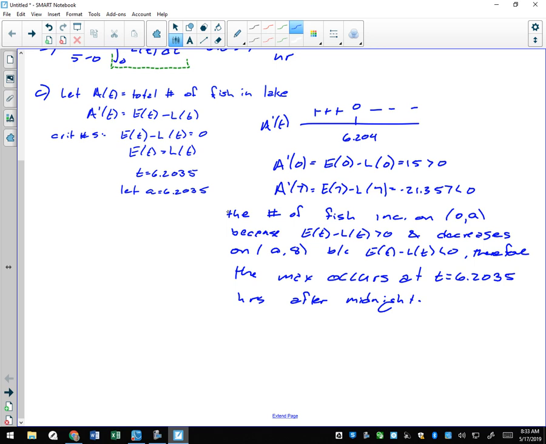I really wish they gave us an initial condition because testing the values at the candidates through the net change theorem is a little bit easier than what I just did. And I thought that was it, but that was question C.